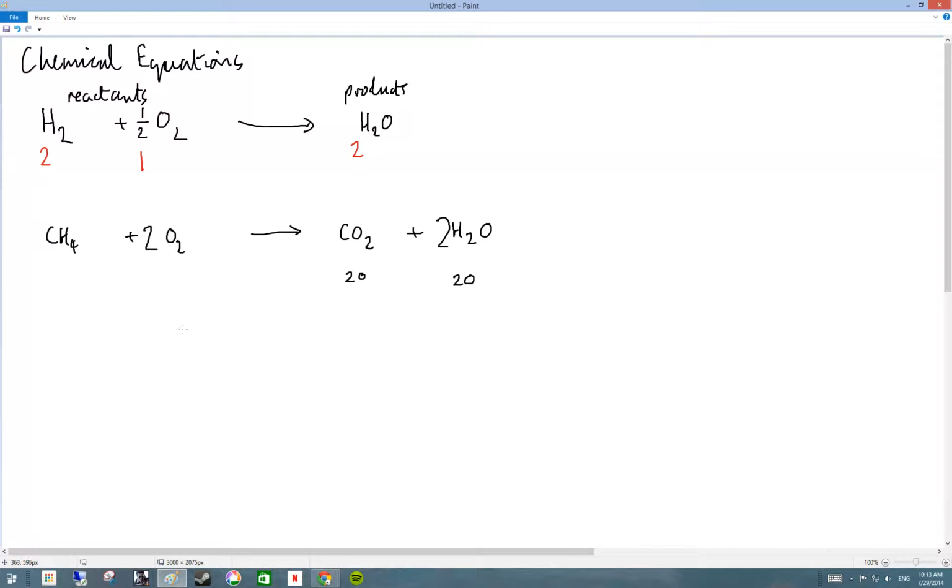Now, there's an additional facet of equations which you'll meet, and that's something called state symbols. State symbols represent the physical state, and you'll have met these before: G, L, S, and AQ. There are others, but these are the ones that we'll meet. So gas, liquid, solid, or AQ means aqueous, dissolved in water, something that's in solution.